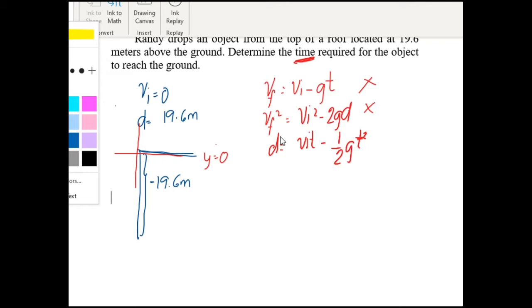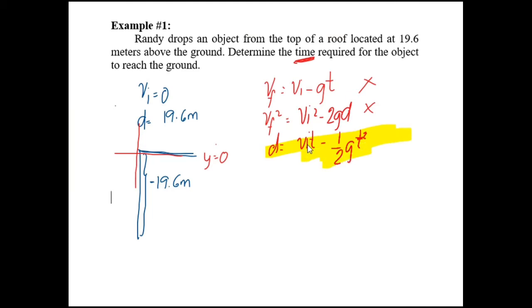Okay, we have here d equals Vit. Our initial velocity is 0, and we also have g, which is 9.8. Then we are looking for time t. So we can use this equation, d equals Vit minus 1/2 gt squared. So let's solve. Okay, d equals Vit minus 1/2 gt squared. So this one is dropped.